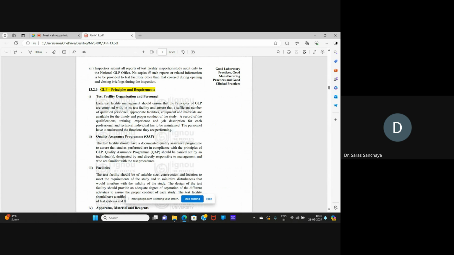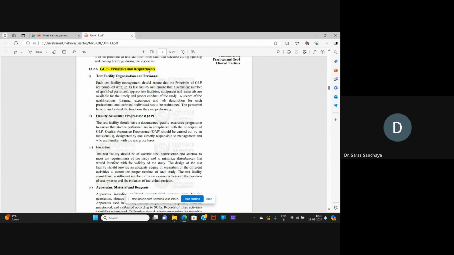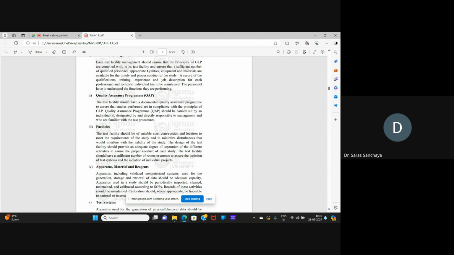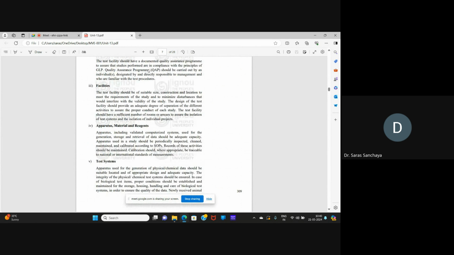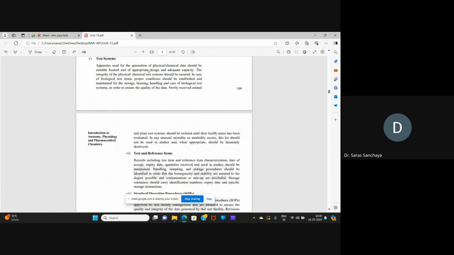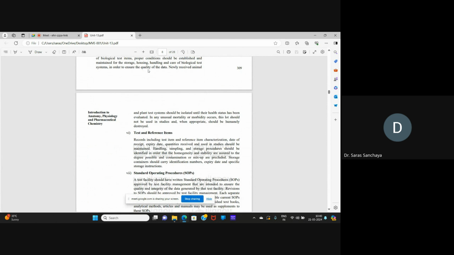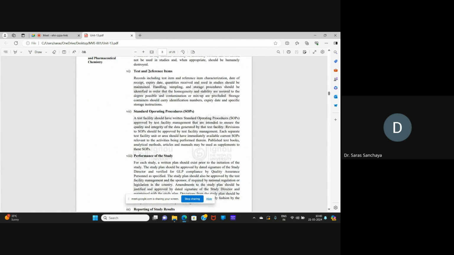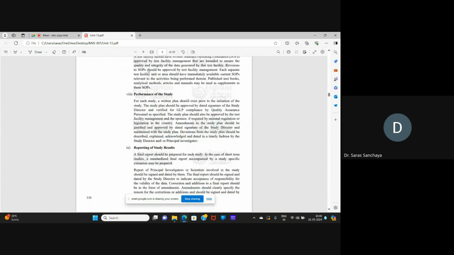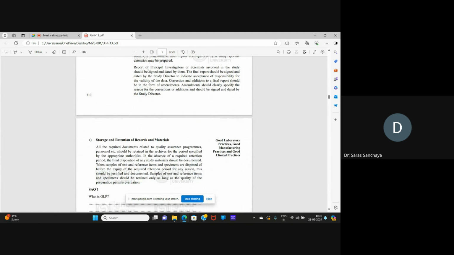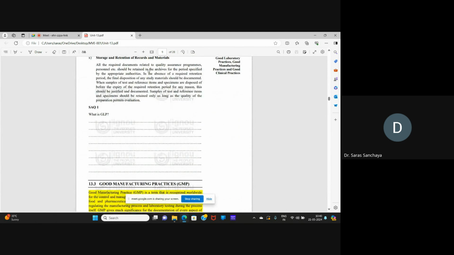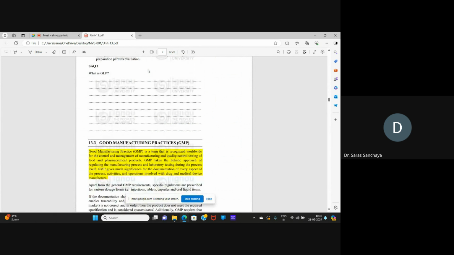Then GLP principles and requirements: test facility organization and personnel. Then a quality assurance program should be there, facilities to conduct the various tests should be there, apparatus, material and reagents, test systems, test and reference items, and standard operating procedures, performance of the study, reporting of study results, storage and retention of records and materials. These all come under GLP methods.